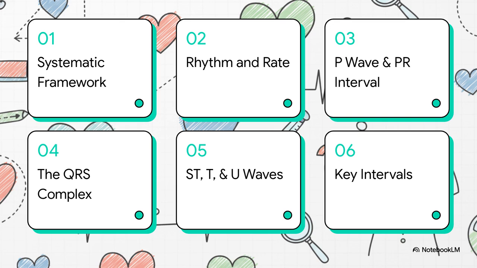So here's how we're going to tackle this. Think of it as our roadmap. We'll start with the big picture framework. Then we'll dive deep into each piece of the waveform, rhythm and rate, what the atria are doing, what the ventricles are doing, and how they recover. Now this order is absolutely critical. It's not arbitrary. Each step builds logically on the last, so by the time we're done, we've built a complete and coherent clinical picture. We'll wrap things up by looking at the key intervals that pull it all together.